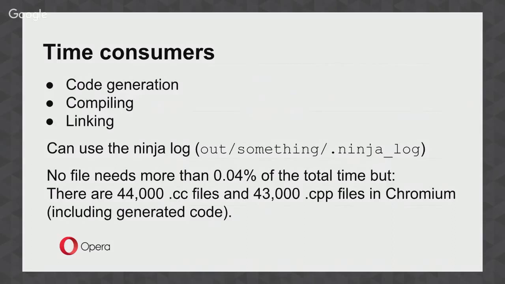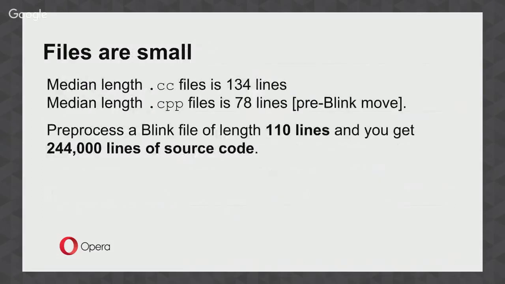And again, you dig down and see, oh, we have something that compiles slowly. And there is no single file that compiles slowly. Everything is just a sum of a lot of small parts. And when I say small parts, I mean small parts. The median size file in Blink is actually just 100 and something, about 100 lines. This was before they moved everything, so that's why I'm talking about CPP files. And 100 lines isn't that much.